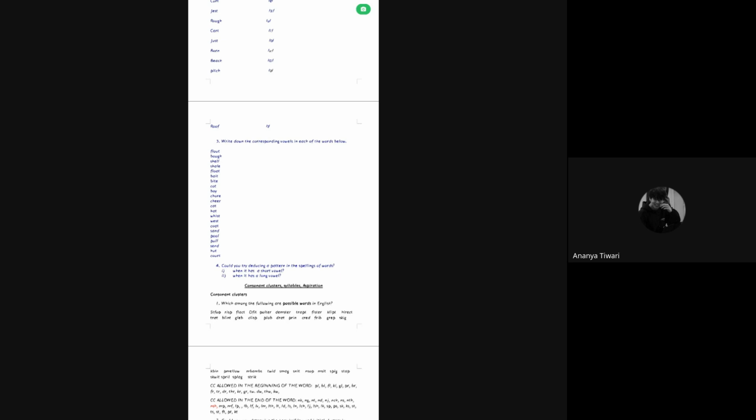If it's short E, then it should be shell. It's a diphthong, right? Shale. It's an A sound, as in day or table. So this is shale. It's a diphthong. Okay. Now you have float.